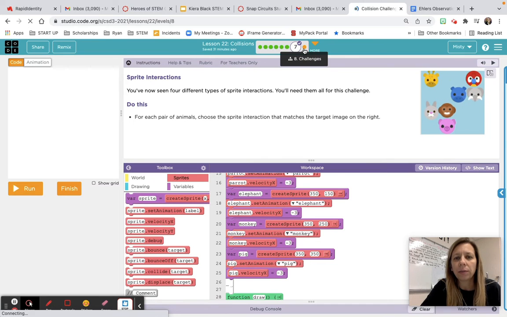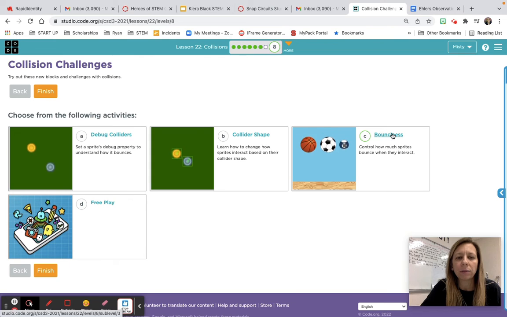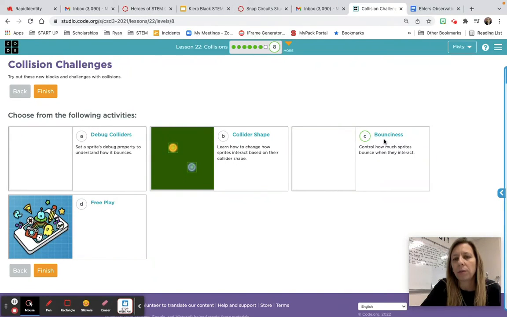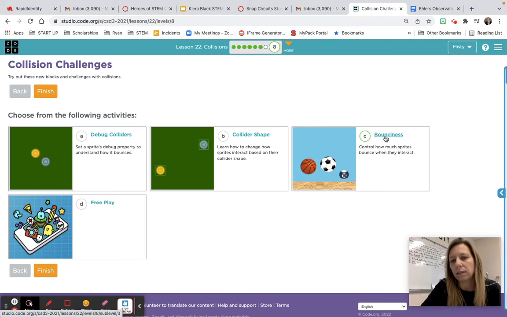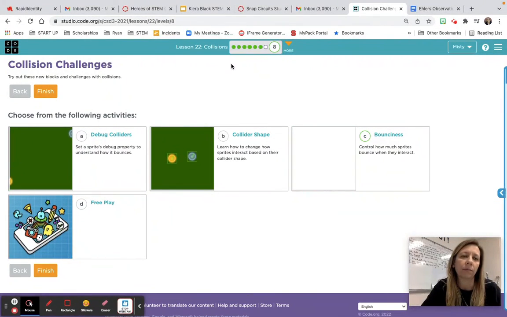If time allows, I really want you to look at the challenges, especially the bounciness. I think that one is very important. You can see that it's really easy, but sometimes we don't want things to bounce off as much as others, and you can control that with the bounciness command.